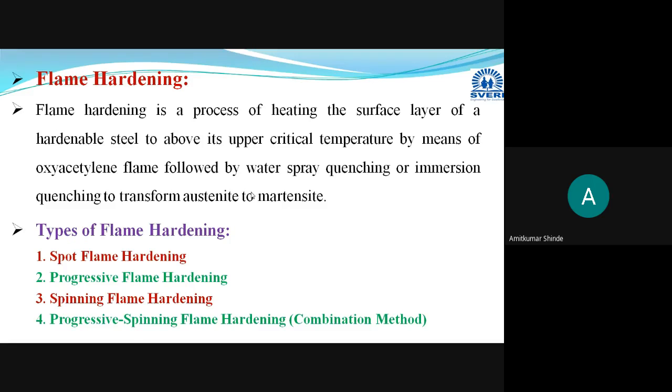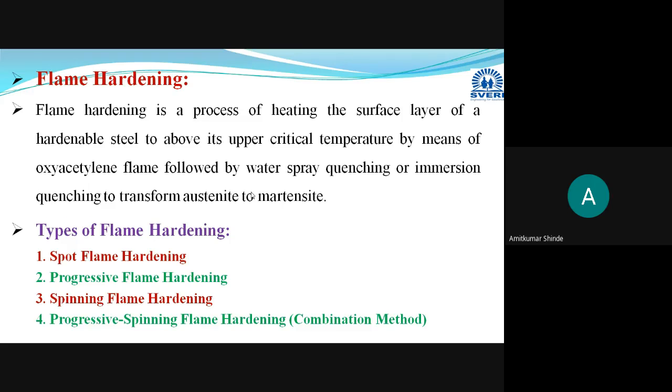Now, what is flame hardening here? Very similar to other heat treatment processes, it consists of a heating cycle, then some holding time, and after that we cool it. In the flame hardening process, we are heating the surface layers of the steel material. Here you have to choose a hardenable steel material, which can be hardened. You cannot take low carbon steels here. You have to take either medium carbon steel, high carbon steel, or some alloy steels. That is a very basic condition.